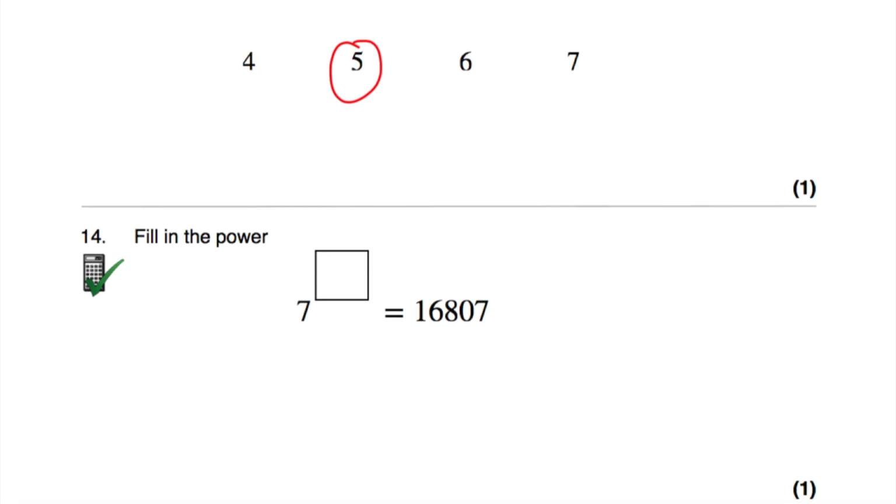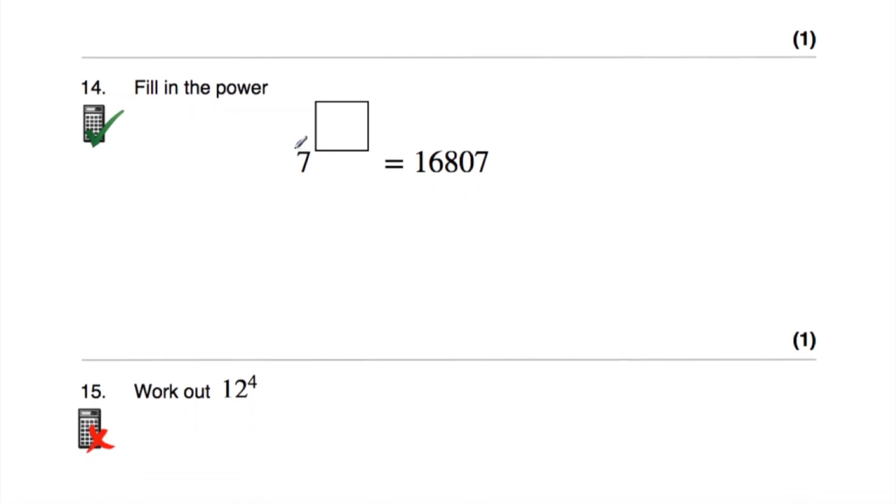Okay, let's have a look at our next question, question number 14. So question number 14, we've got 7 to the power of something is equal to 16,807. So again, we could just do 7. Well, that's 7 times 7 is 49, times 7 is equal to 343, I think off the top of my head. Times 7 again would be 2,401, and times by 7 one more time would be 16,807. So it's going to be 7 to the power of 5, and that's it.